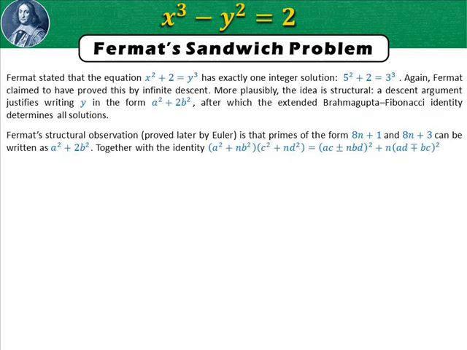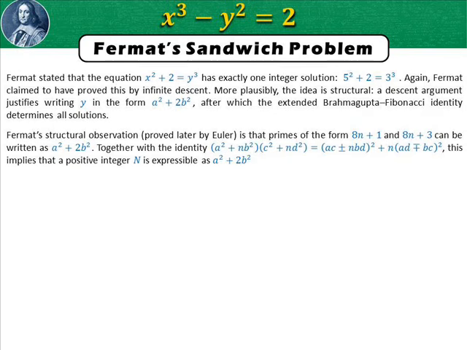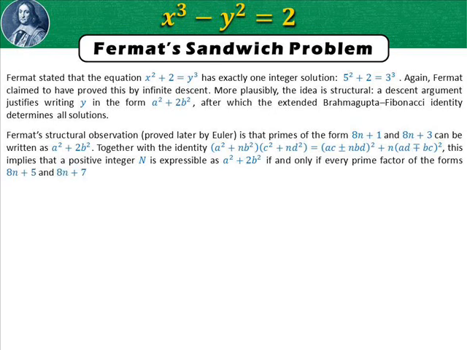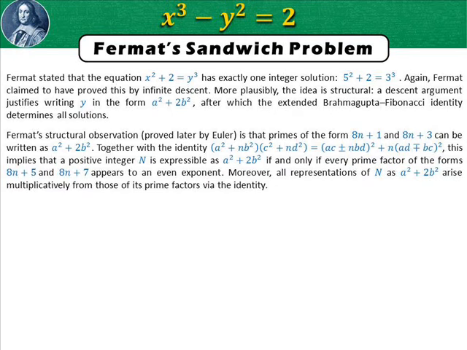Together with the extended Brahmagupta-Fibonacci identity, this implies that a positive integer n is expressible as a square plus 2 times another square if and only if every prime factor of the forms 8n plus 5 and 8n plus 7 appears to an even exponent. Moreover, all representations of n as square plus 2 times another square arise multiplicatively from those of its prime factors via the identity.